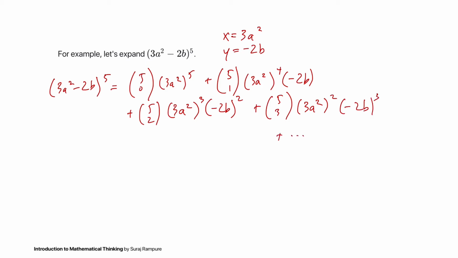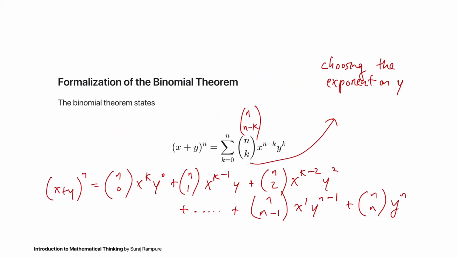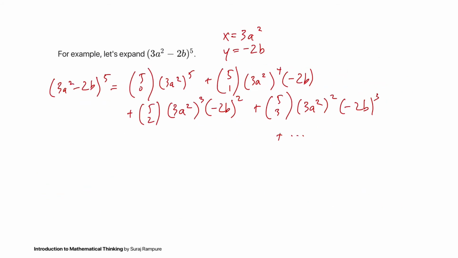Right. There's only 2 more terms, but there's no need to expand. Is that clear? So here, don't always think of it as just being x plus y. X plus y are just placeholders for whatever else you substitute, whatever else you want to expand. Right. So here, x is 3a squared and y is negative 2b. And so that's how you'd expand that.